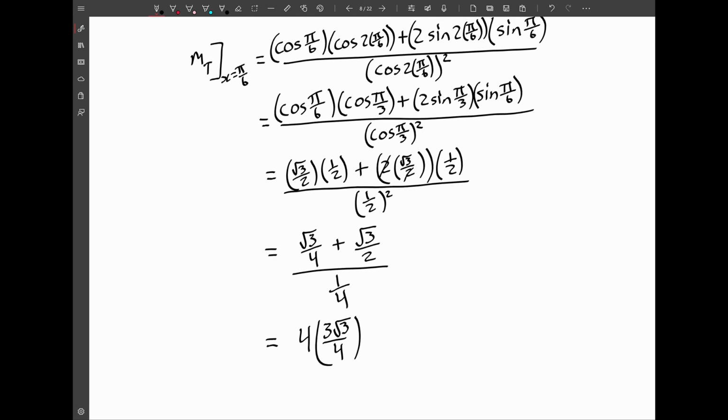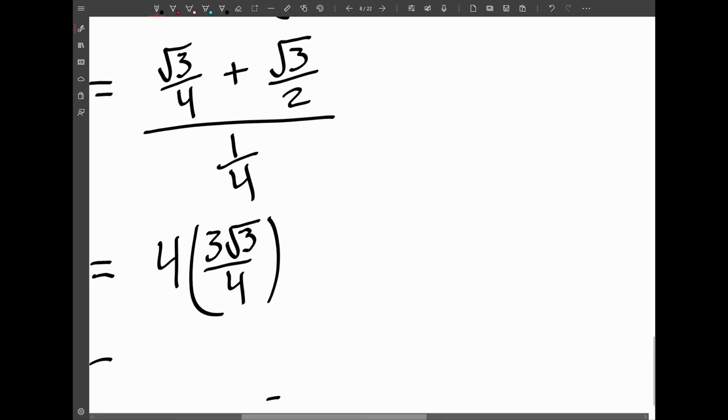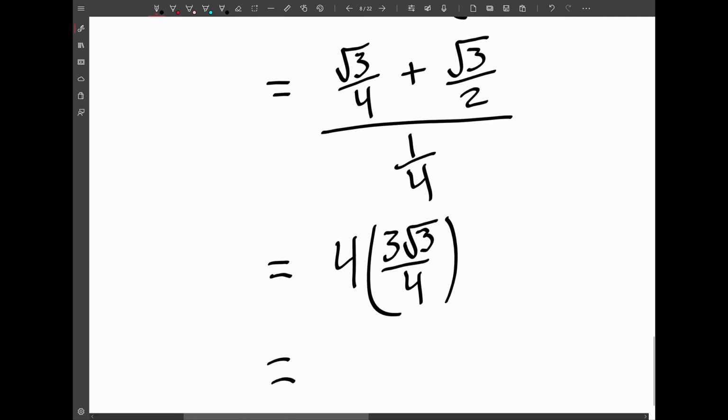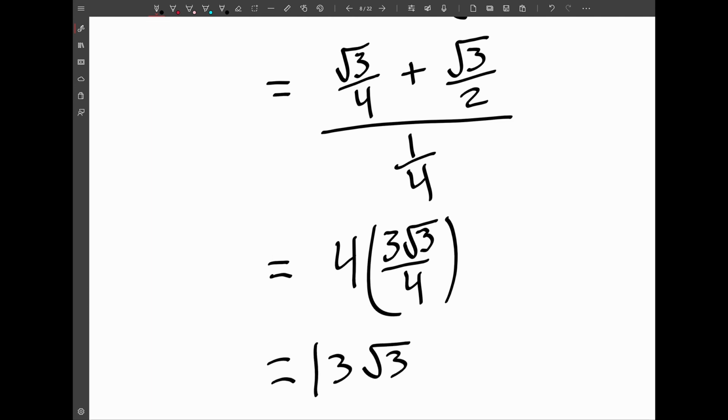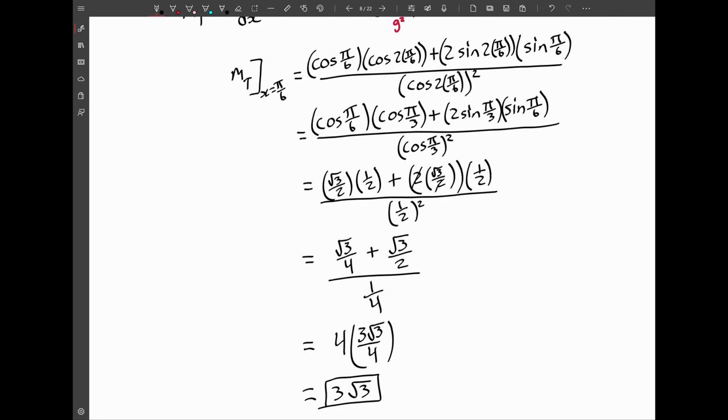Make sure you can work with fractions like this. And that finishes us off with 3 root 3 as our slope. So that's our slope, but hey, are we done? We're not done. We're not done at all.